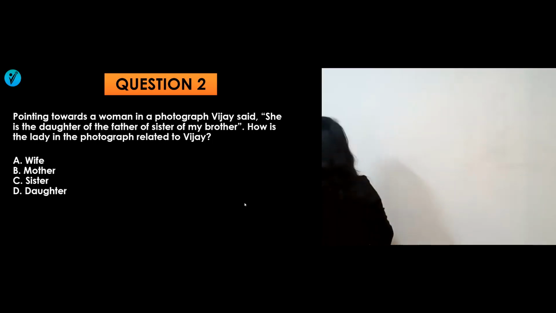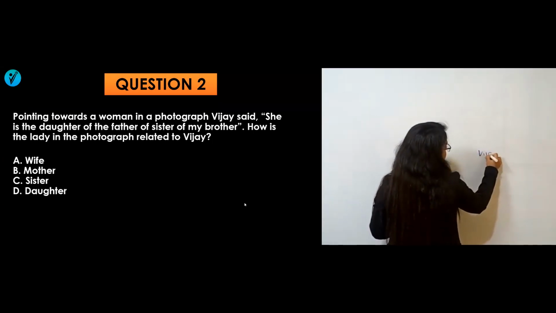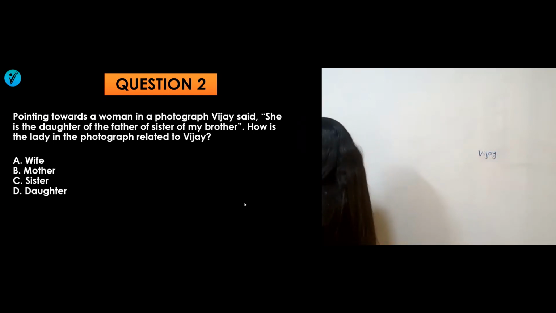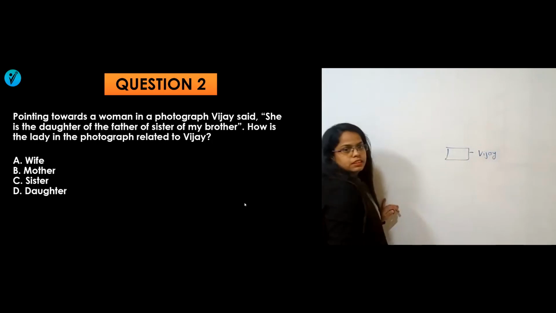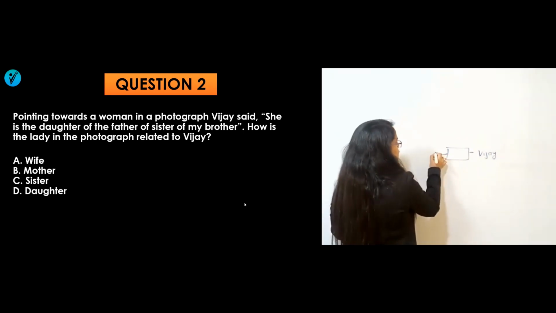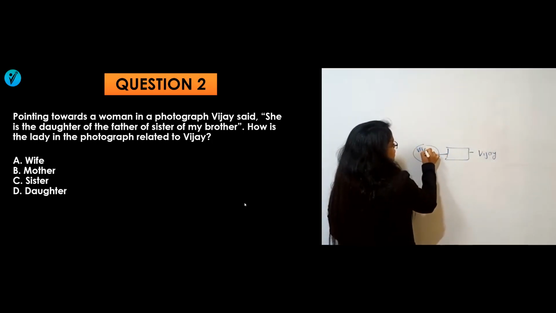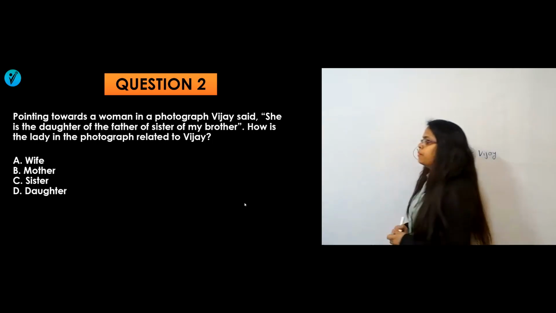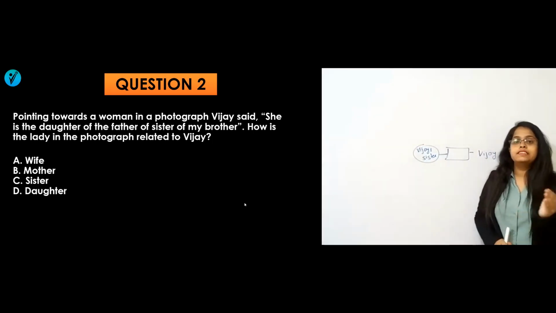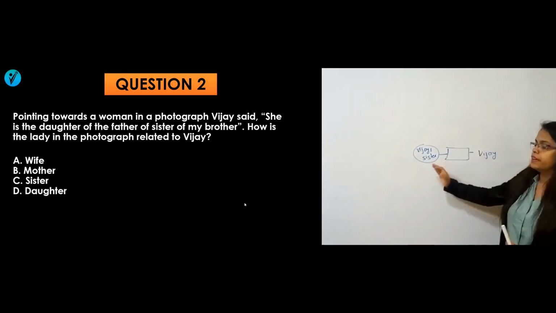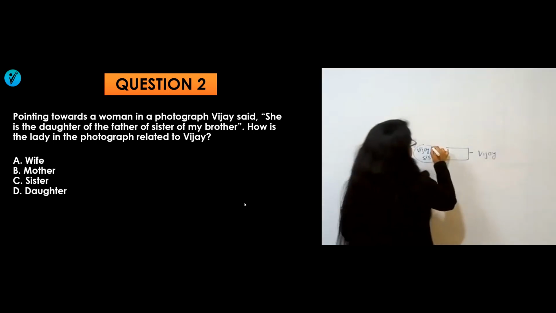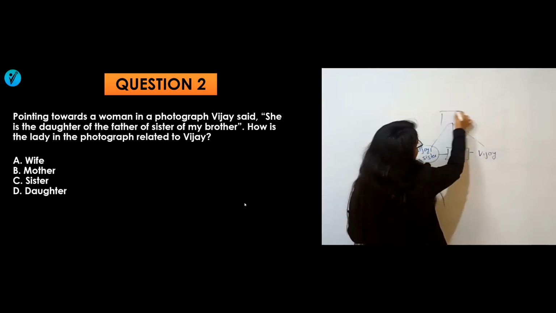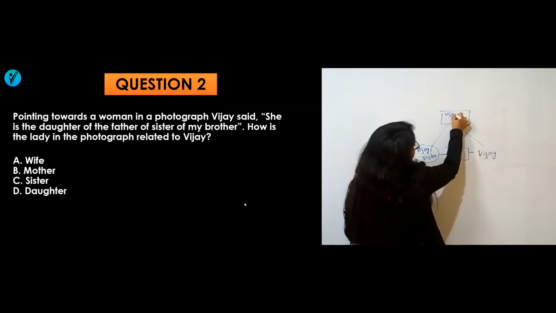Of my brother. Suppose this is Vijay. They are saying Vijay's brother. So Vijay's brother will be in his same generation. And his brother's sister, that means can you say Vijay's sister? Vijay's sister. They are saying my brother's sister's father. Your brother's or your sister's father is your father. So you can say that they are talking about Vijay's father.